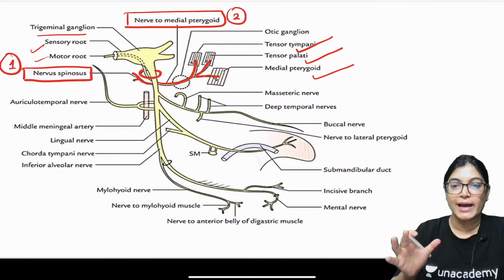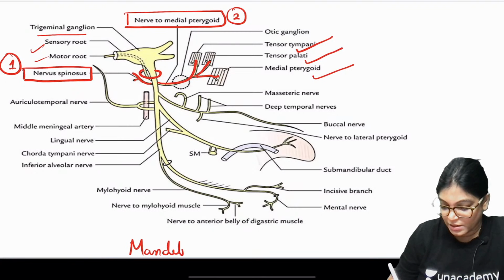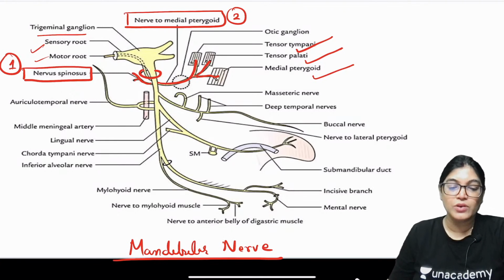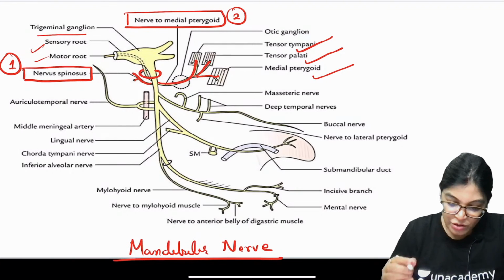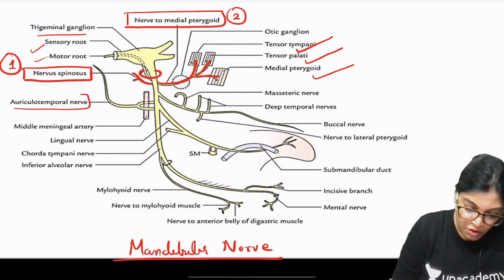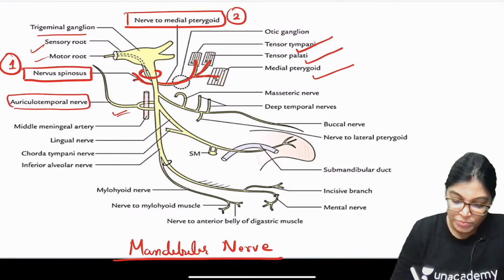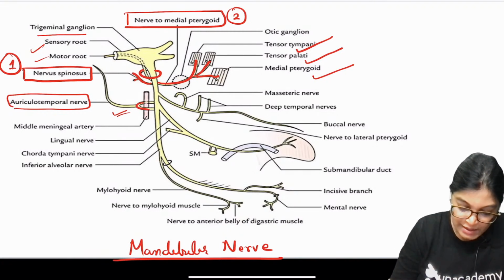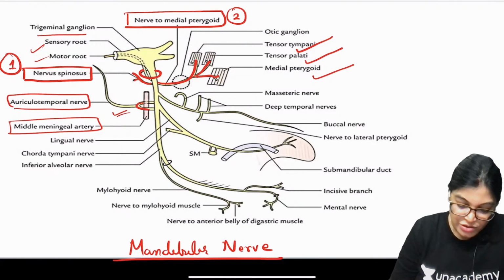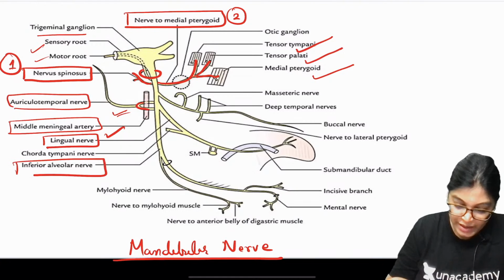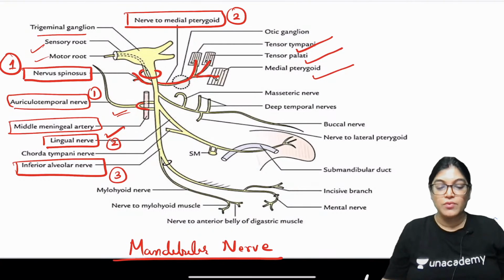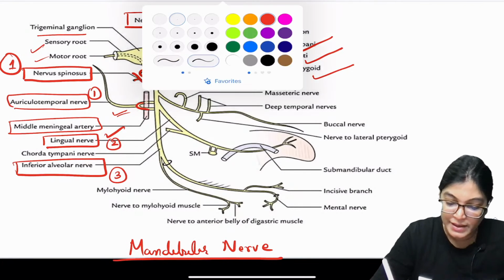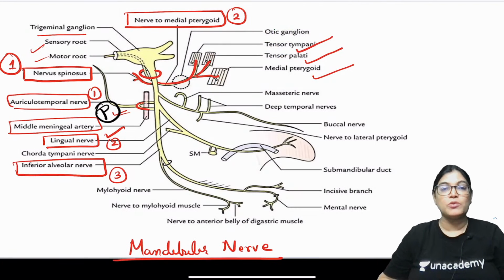Firstly I would like to show you all the details of the mandibular nerve in this diagram, and then I will write it for you, don't worry. Now let me tell you about the anterior and posterior divisions. The posterior division gives the auriculotemporal nerve, which as you can see encircles the middle meningeal artery. The other branches are the lingual nerve and the inferior alveolar nerve. These three are the branches of the posterior division of the mandibular nerve. Let me write these three, P for posterior.